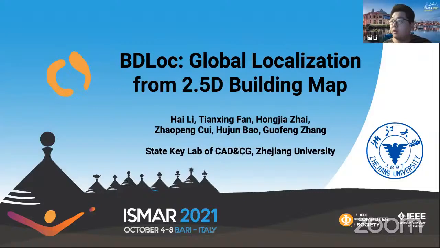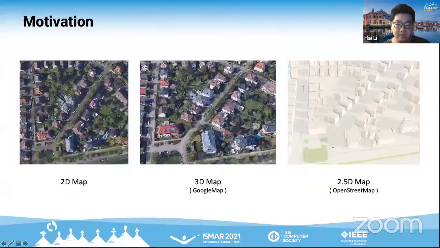Hello, everyone. I'm Hai Li from Zhejiang University. In this work, we propose BD-Loc, a hierarchical global localization framework based on the 2.5D building map. A 2.5D building map is a special 3D map that illustrates the rough shape of buildings, which has been integrated into some mapping services like Google Map and OpenStreetMap for many years.